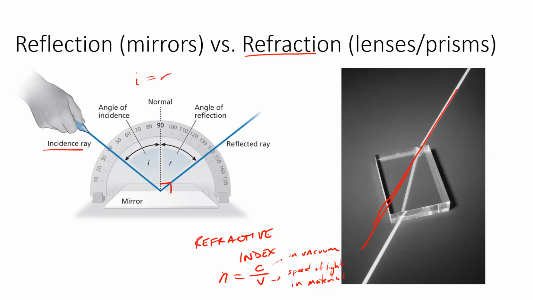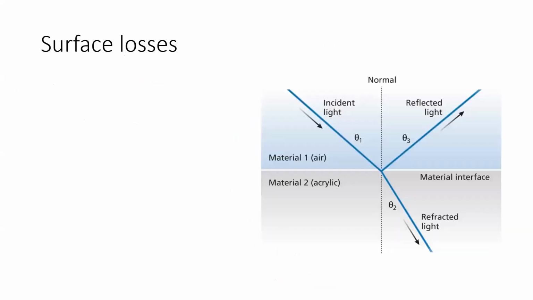Okay. What does that look like? That looks something like this, right? If we have our two materials, air and acrylic in this case, as long as that interface is a pretty smooth interface, we will get both of these processes occurring. We have our incident light coming in, it hits that surface, and some reflected light gets bounced back. The rest of it moves through.